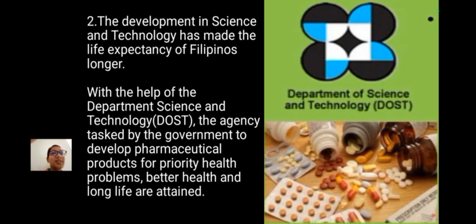The development in science and technology has made the life expectancy in Philippines longer. With the help of Department of Science and Technology, the agency tasked by the government to develop pharmaceutical products for priority health problems, better health and long life are attained. DOST helps the government for many reasons, like for pharmaceutical products, etc.